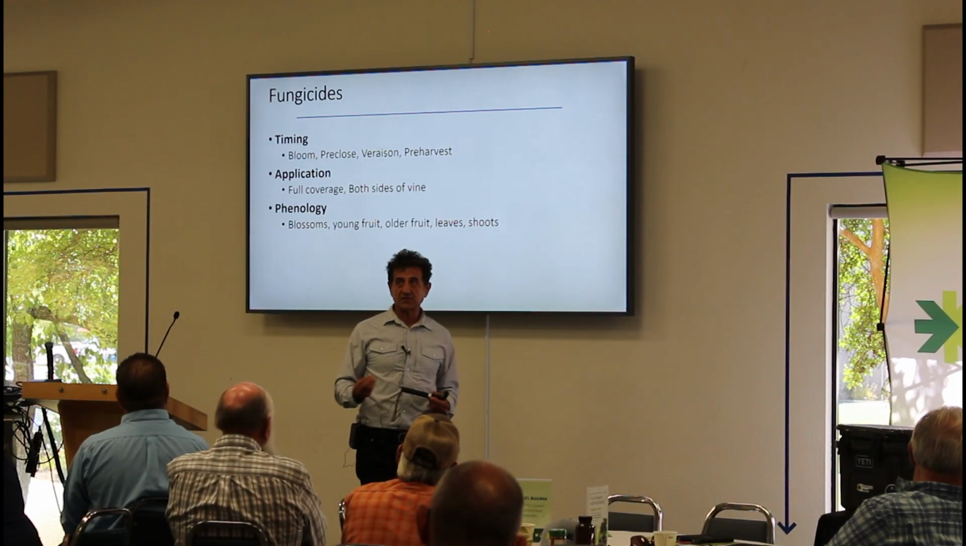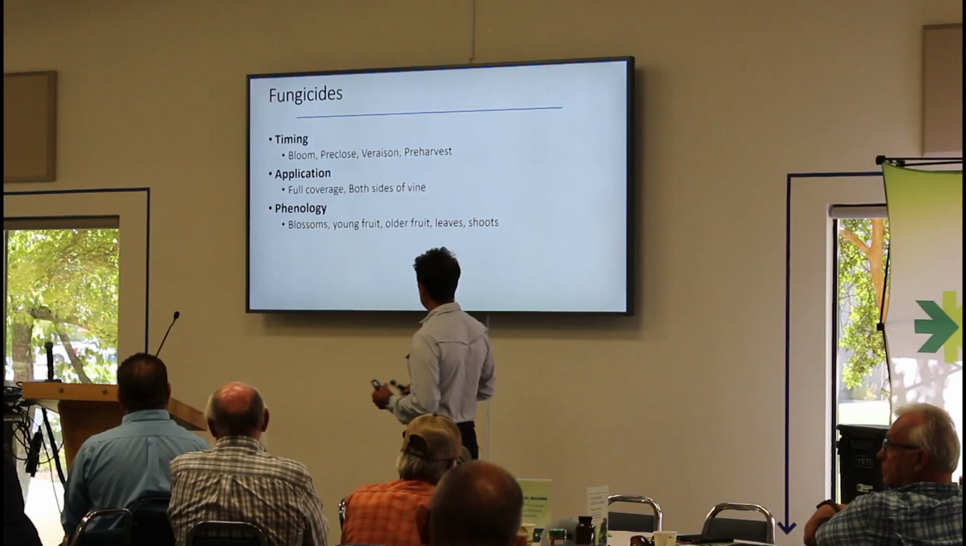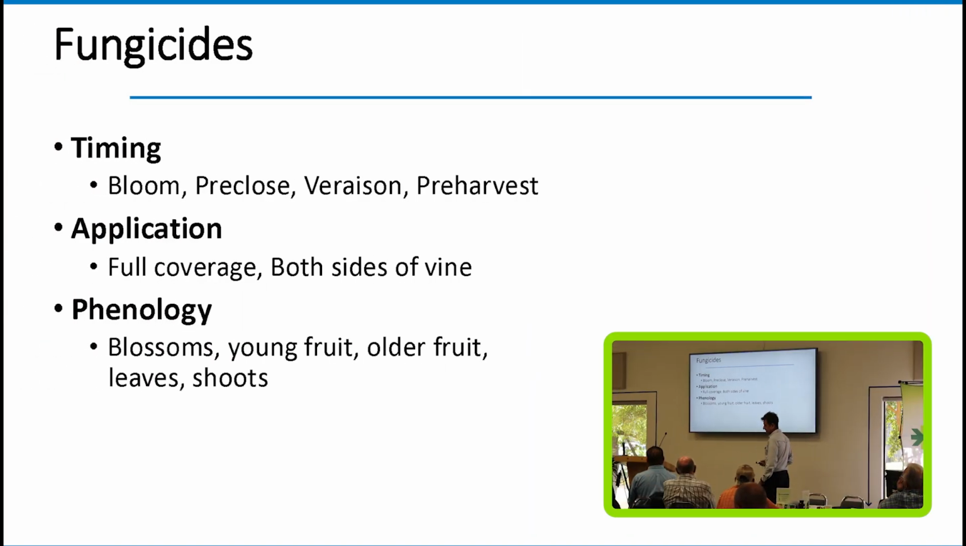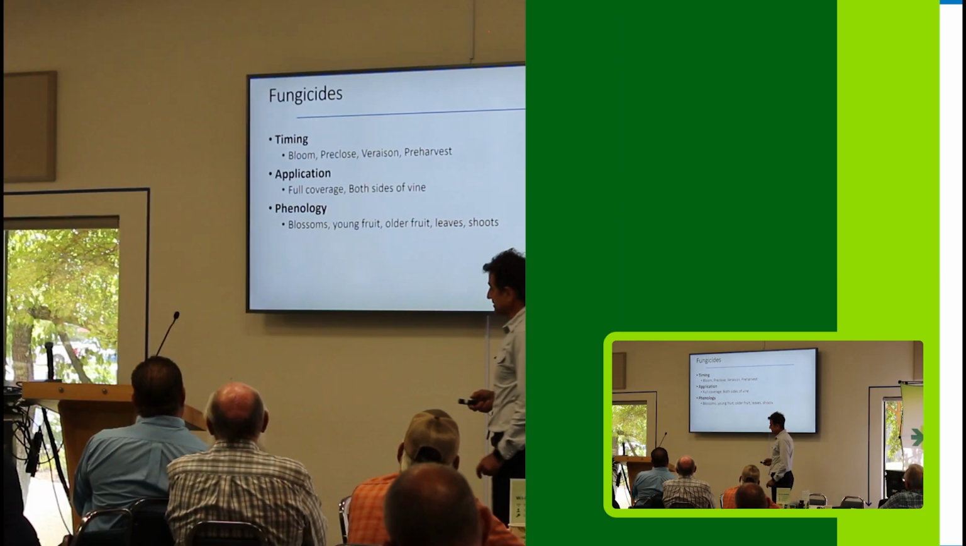But application of the fungicide or biological or any product depends on the timing for the botrytis. For powdery mildew, I mentioned you have to start applying, looking at the climate data, from the beginning of the season, controlling until the fruit become not susceptible to the pathogen. But for botrytis or others, start with the bloom, pre-close, veraison, and pre-harvest.